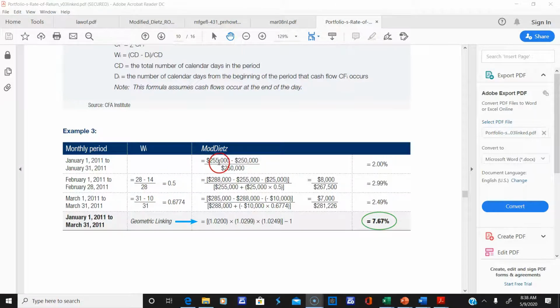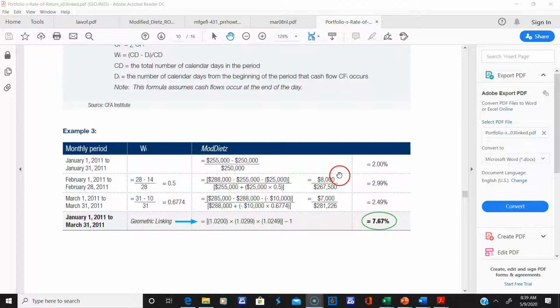and here is the contribution, right? That went in. Here is the money, so here's a 2%. And then basically money went in here, and then money went in here, right? And you have three calculations here, and then you just simply geometrically link them.